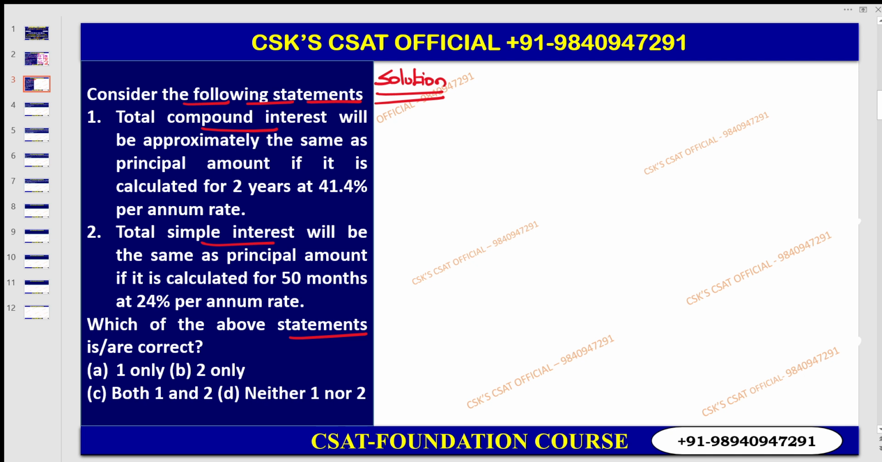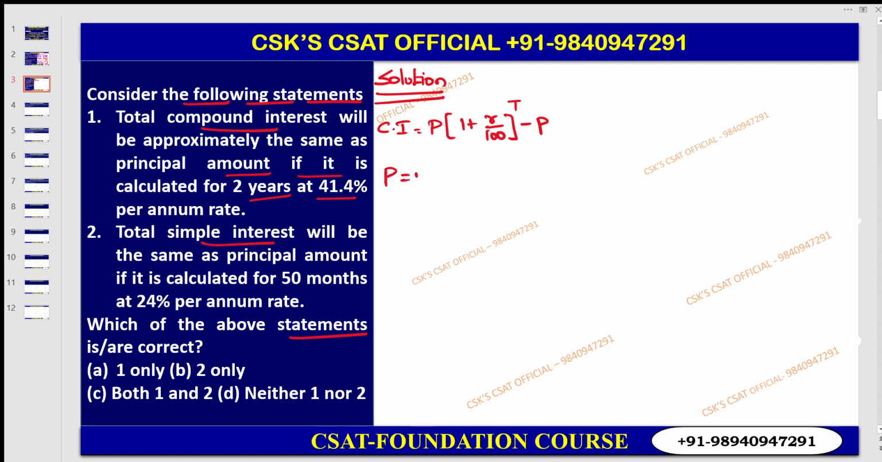The first statement: the total compound interest will be approximately the same as the principal amount if it is calculated for 2 years at this rate of interest. Now you do not know the principal, but here they say the compound interest is the same as the principal amount. First you need to know the compound interest formula. Compound interest is equal to P into (1 plus R by 100) the whole power T, minus P, right? Or else you can take P as common, that is also okay. I provided it by taking P as common, that is also correct.